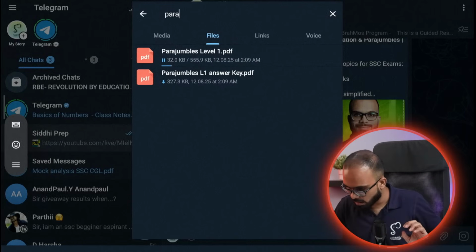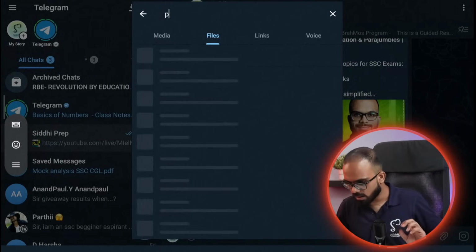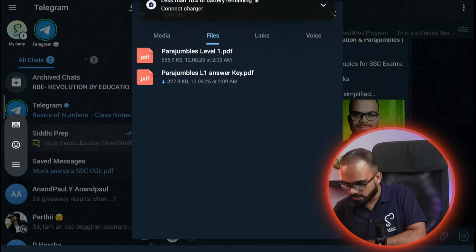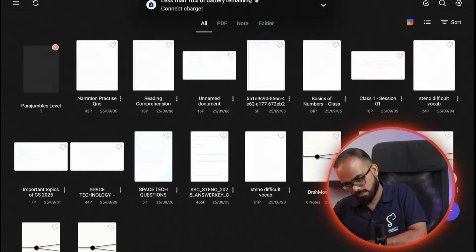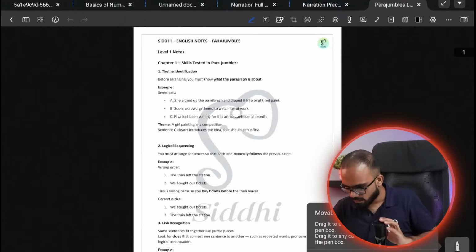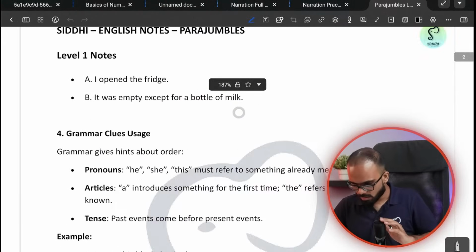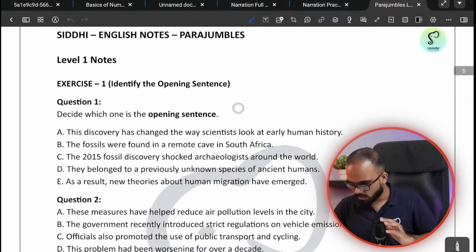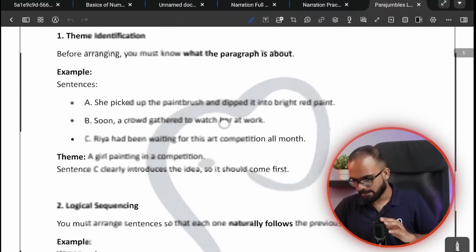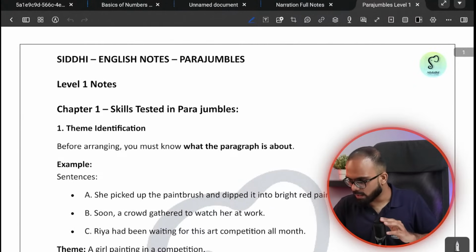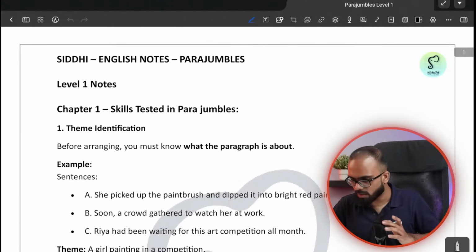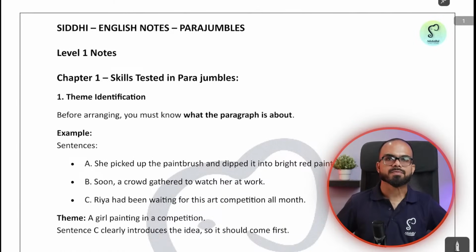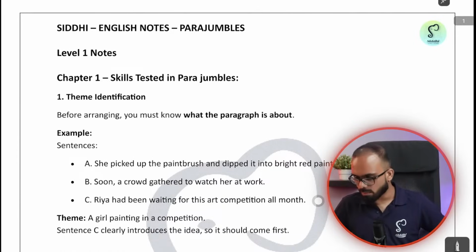Okay, only level 1 is given. No issues. I can teach you the techniques using level 1 also. Okay, techniques and linkages are there. Now we will do some exercises for parajumbles and I will help you handle parajumbles in an easy manner. Now we are talking about parajumbles.